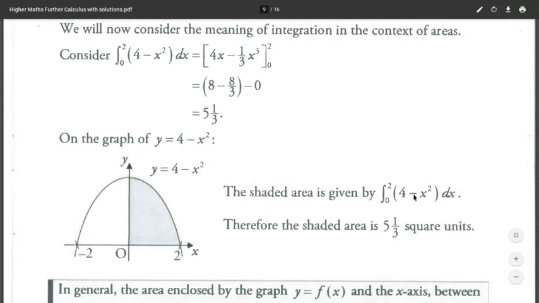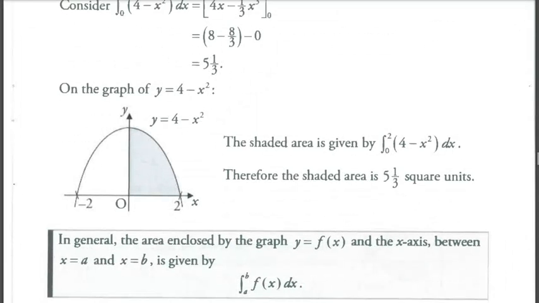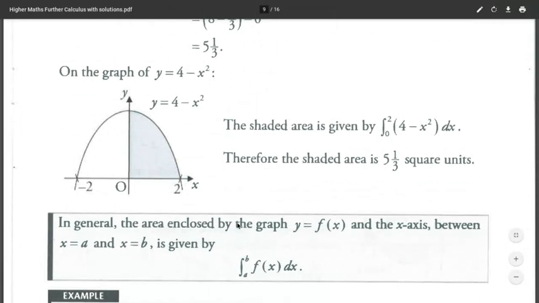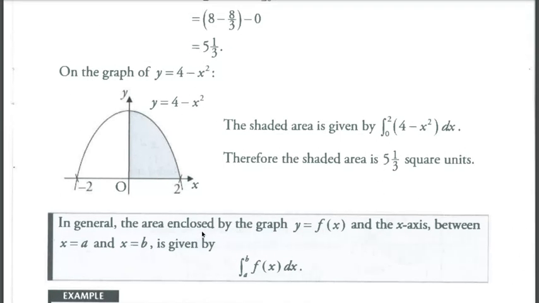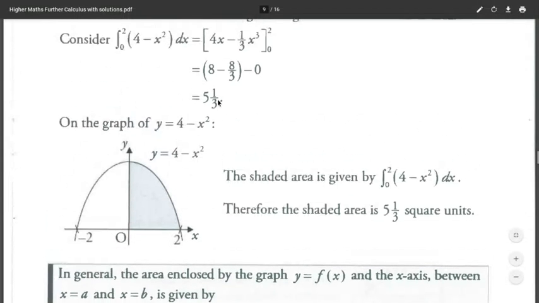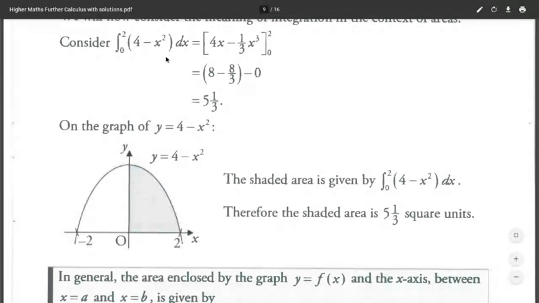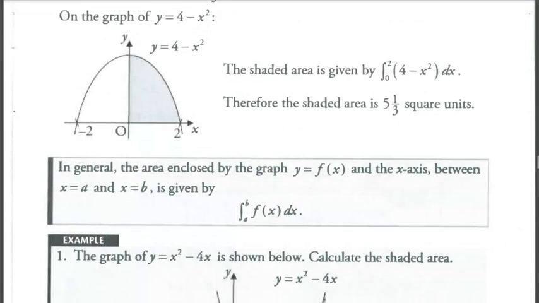We know from above that if we integrate 4 minus x squared between 0 and 2, we're going to end up with 5 1/3. So therefore the shaded area is 5 1/3 square units. So in general, the area enclosed by the graph y equals f of x and the x-axis between x equals a and x equals b is given by the integral from a to b of f of x dx. So basically, when you're doing your integration, you're finding the area between the curve and the x-axis between those two values of x. Let's have a look at another example.